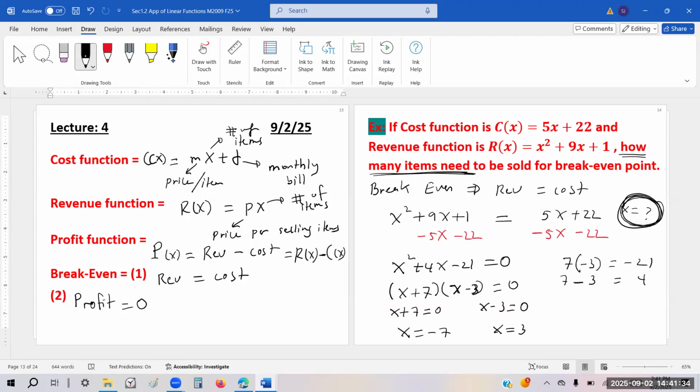Do we accept both solutions? Which one can we not accept? Why not? Exactly. x cannot be negative because x represents items. So our correct answer is 3. That means when you sell only 3 items, you're going to break even. You're neither going to lose any money nor going to gain any money. And after that, you're going to get more money and more money, so you're going to get profit. Or maybe you're going to lose money. Who knows?